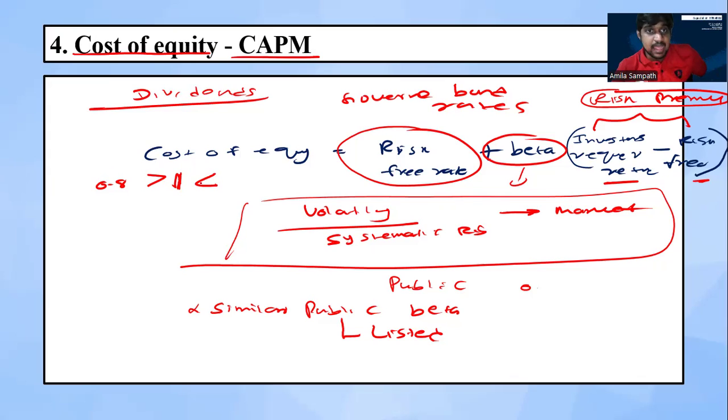But if it is higher than 1, let's assume it's 1.2. In that situation, our company volatility is higher than the market one. Let's assume if the market share price is decreased 1%, then our share price is decreased by 1.2%. That's the simple meaning of that. That means the volatility of our company is higher than the market volatility.